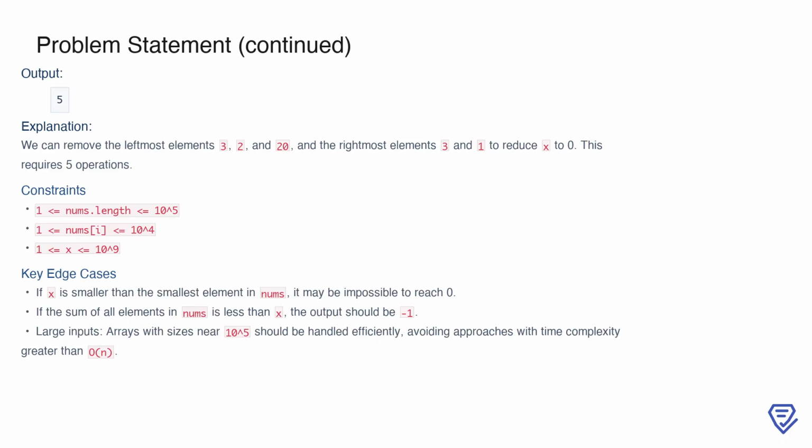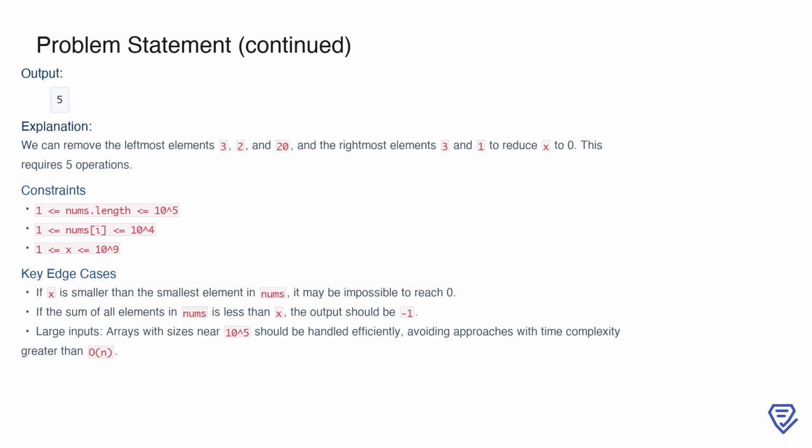Now, let's discuss the constraints and edge cases you need to consider. The array's length can be as large as 10^5, and the elements in nums and x can also be significant, with values up to 10^4 and 10^9, respectively. This means your solution must be highly efficient, ideally with a time complexity of O(n).